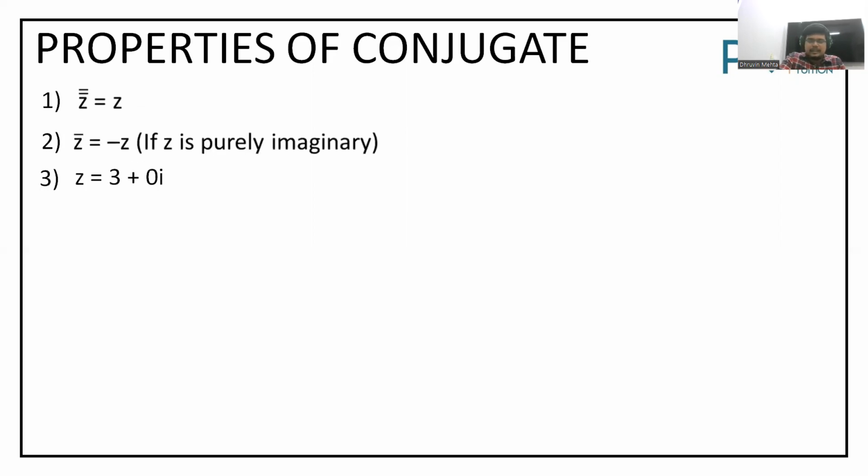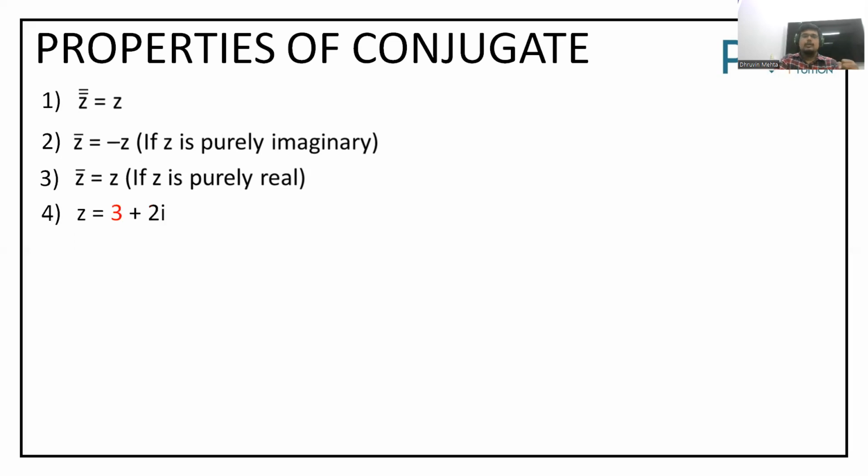And let's see what happens in case of a real number. So this is a purely real number. अब इसका conjugate क्या होगा? 3 plus 0i का conjugate, 3 minus, sorry, 3. 3 which is same, right? Do you realize z bar is exactly equal to z if it is a purely real number? Are you following this?